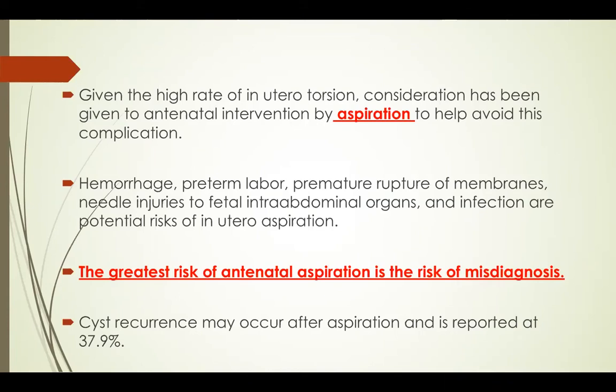Aspiration has some complications like hemorrhage, preterm labor, premature rupture of the membranes, needle injury, and infection, but usually these aspirations are done at a late gestational age. The greatest risk of antenatal aspiration is misdiagnosis. So we have to diagnose first and make sure that this is an ovarian cyst, because if we do the aspiration for any other diagnosis, we can create more complications. There can be recurrence after aspiration, up to 38%, because the hormone effect is still there.